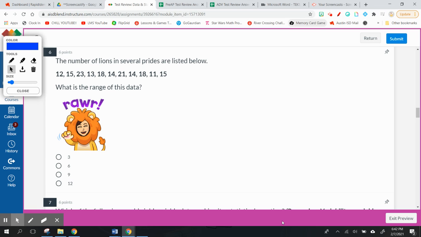Right, let's continue on number 6. The number of lions in several prides are listed below: 12, 15, 23, 13, 18, 14, 21, 14, 18, 11, and 15. Our question, though, is what is the range of the data?